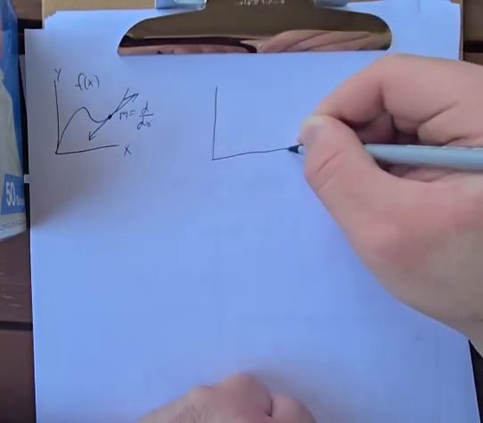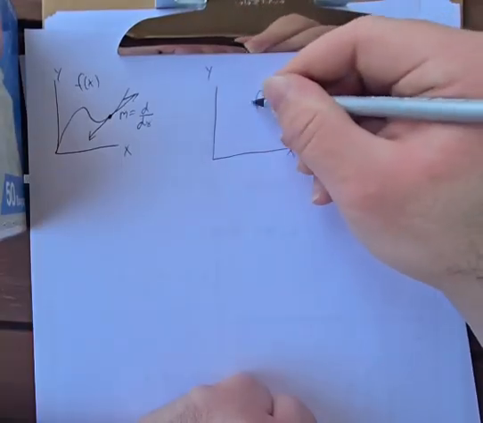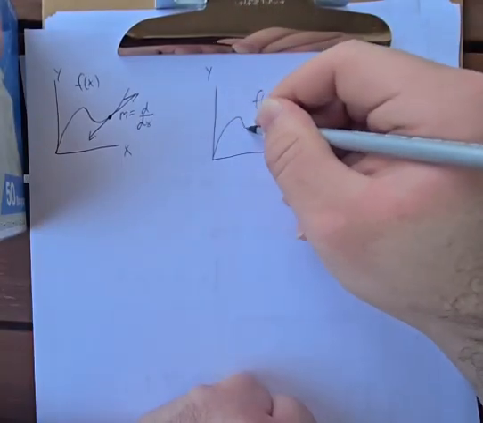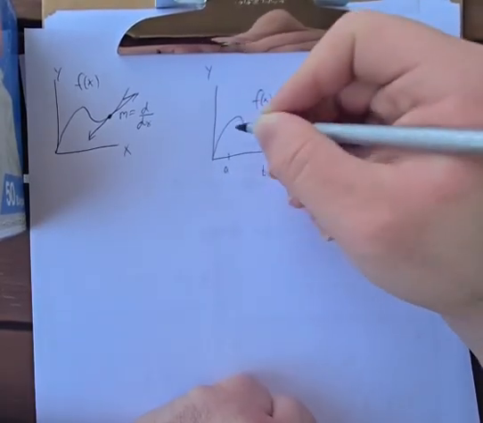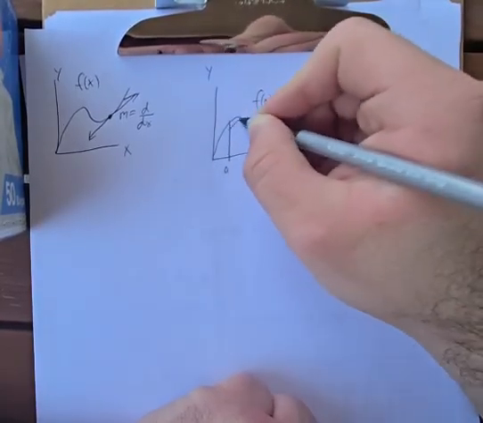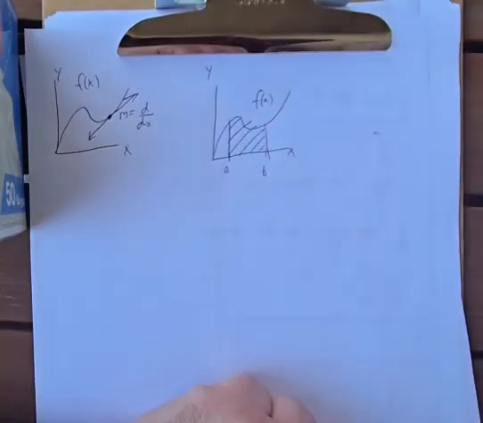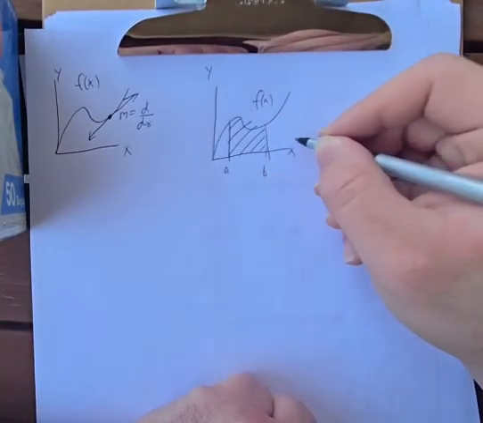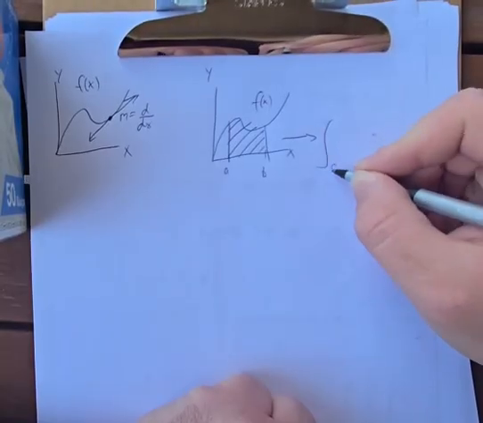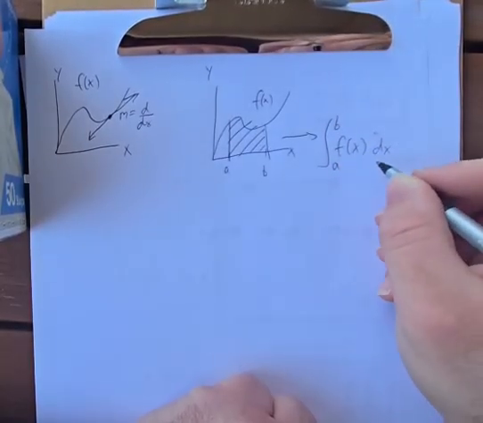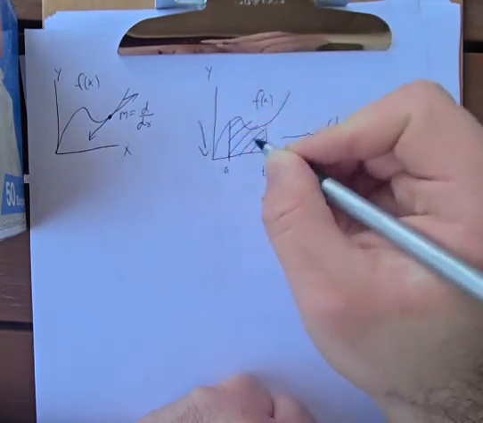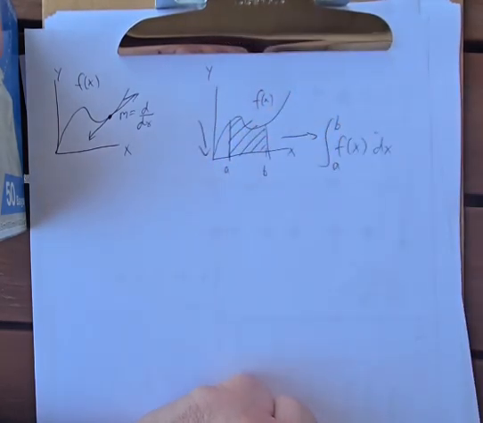How do we find the integral? The integral of a function f of x. Now let's say we're on some interval a to b. Say this is a, this is b. The integral is the area under the curve from a to b. And the way we write this in calculus notation is the integral from a to b of f of x dx. This dx is just telling us we're going towards the x-axis, right? We're integrating with respect to x. So everything has to do with respect to x.